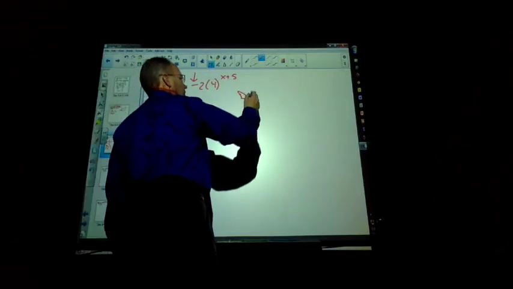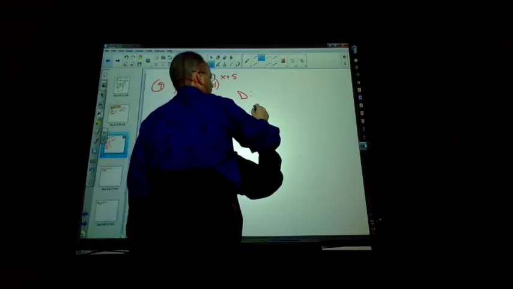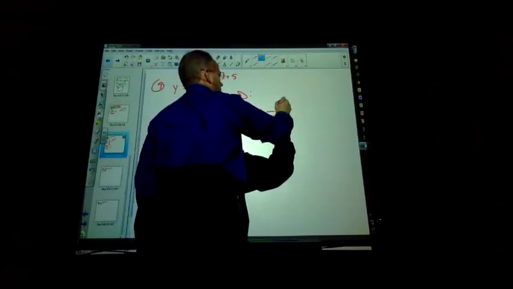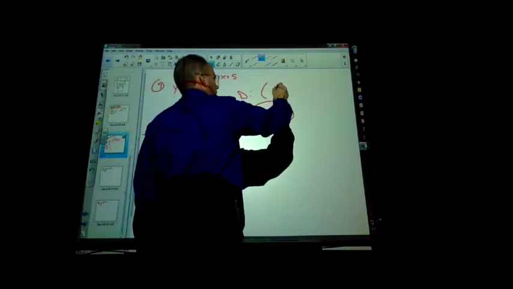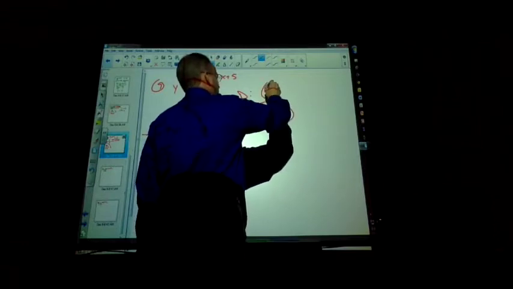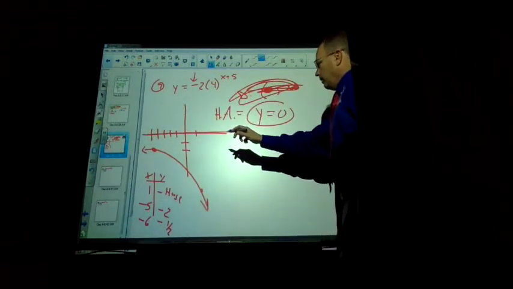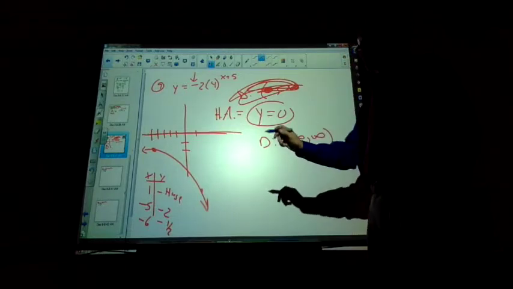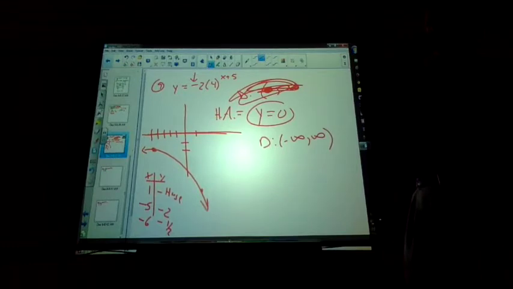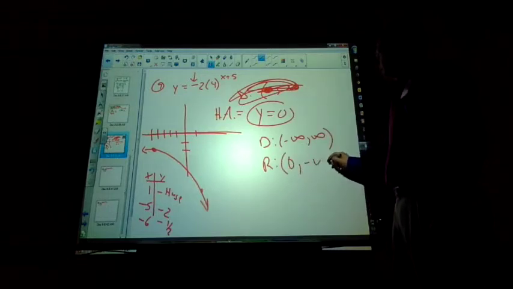So my domain of this, all right, let's do this. Horizontal asymptote is going to be at y is equal to 0. So this line right here. My domain is going to go from negative to positive infinity. Does it ask for the range? It does. So then the range is going to go from 0, rounded bracket, because we won't get there, to negative infinity.